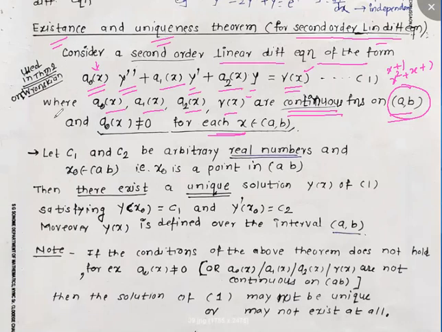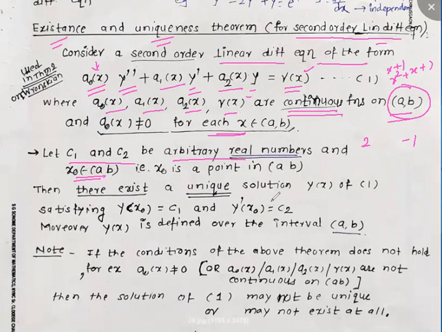So consider this differential equation. Let C1, C2 be arbitrary real numbers. Consider any two arbitrary numbers like this, say 2 and minus 1, and consider some point in the interval a to b on which a0, a1, a2 and R(x) are defined. So C1, C2 are arbitrary real numbers and x0 is any point in open interval a comma b.